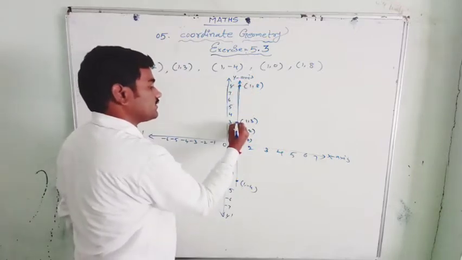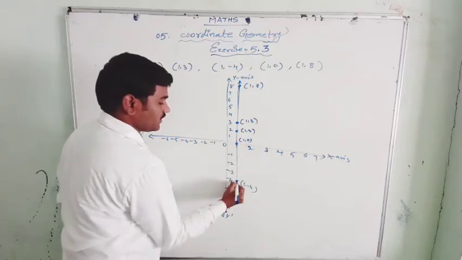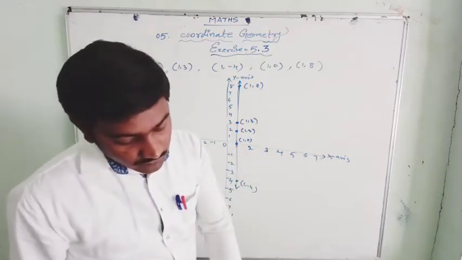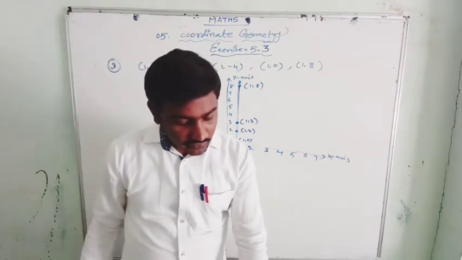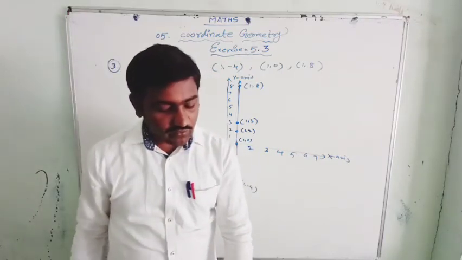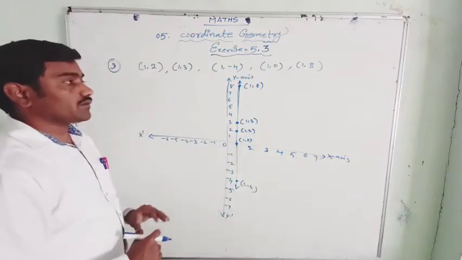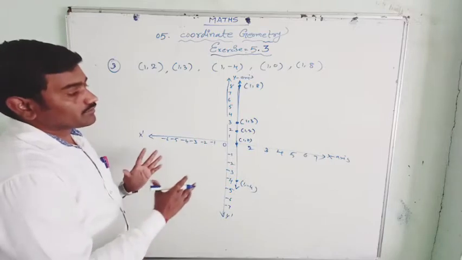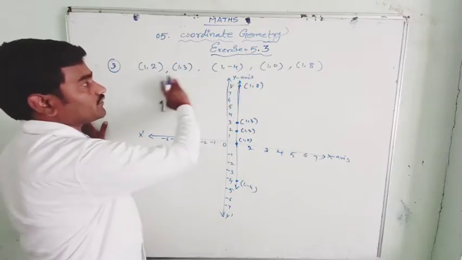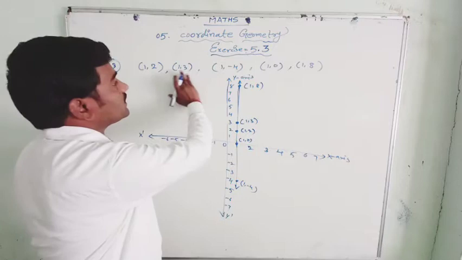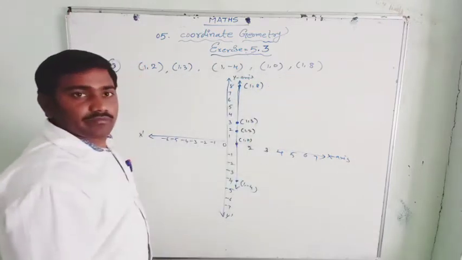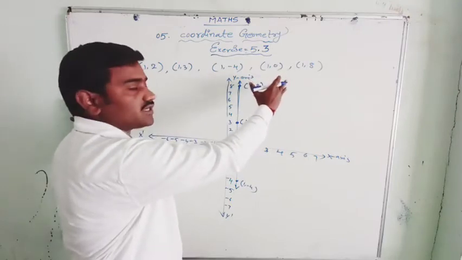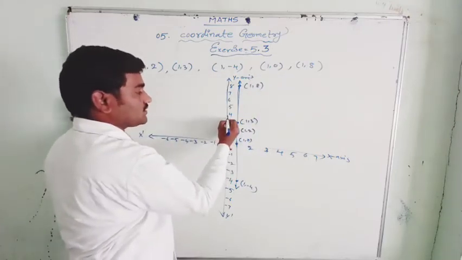Here the point, and here there is a point, here there is a point, here there is a point, and here also there is a point. So what can you say now? What can you say about the position of these points on the graph sheet? All these points, if you observe, x coordinates are same. So when x coordinates are same in the given points, it is parallel to y-axis.